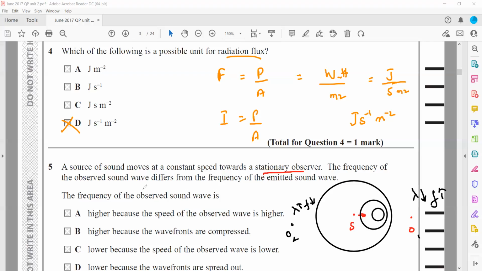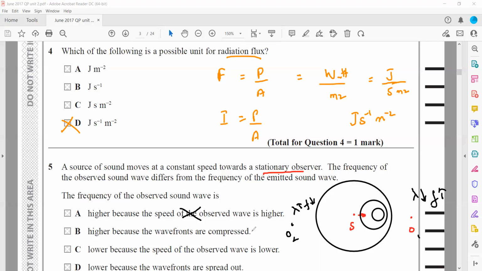So the frequency of the observed sound is higher, but not because the speed of the observed wave is higher. Speed does not change. It travels with the same speed. The speed of the wave does not change. The only thing that happens is that the observed frequency and the observed wavelength change, but the speed does not change.